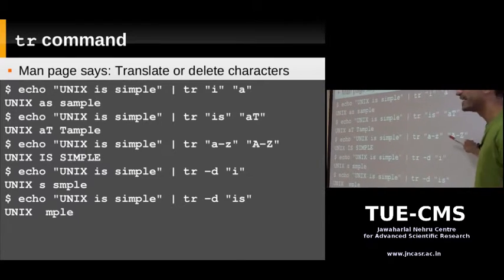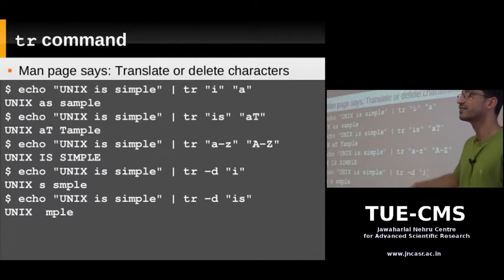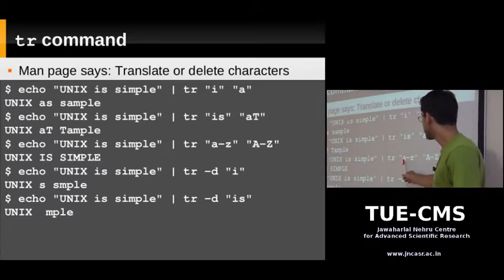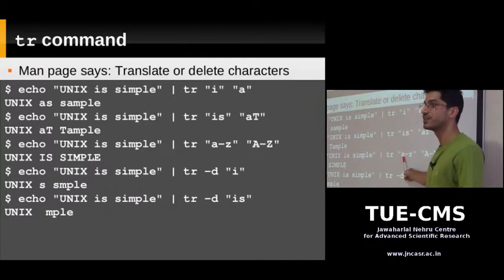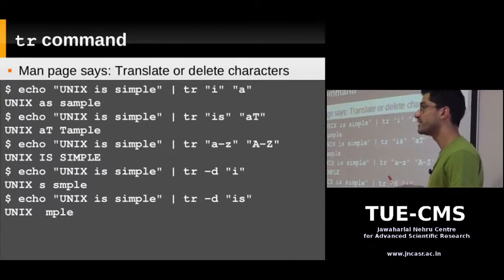Now you can provide ranges here. Suppose you wanted to make this whole thing uppercase. You can translate. So remember the ranges we used earlier in the globs. You can use a similar range but without the brackets.